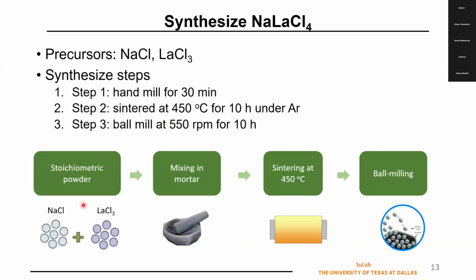To achieve this composition, we used a solid state synthesis. We have a stoichiometric ratio of sodium chloride and lithium chloride, and then we mix them using a mortar, and then we sinter them at a high temperature, followed by ball mill. So here are our synthesis steps.